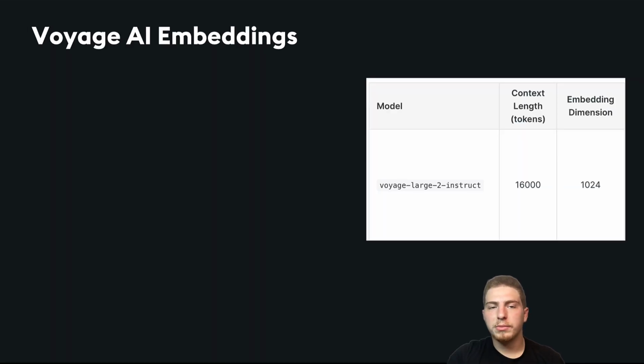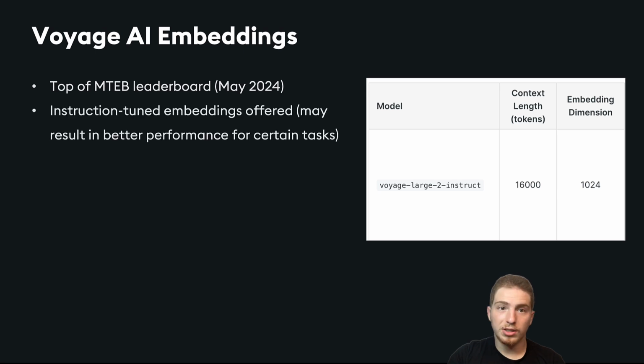Another great option is Voyage AI embeddings. Voyage AI recently came out with a Voyage Large 2 Instruct model, which immediately topped the MTEB leaderboard. This model is instruction tuned, which means that you could add additional context to your query and documents, which may improve performance. For example, you could add context to the documents saying that they are job candidates to be searched, and this might make the model perform better if you're trying to compare queries to job candidates. But you don't have to add additional context.